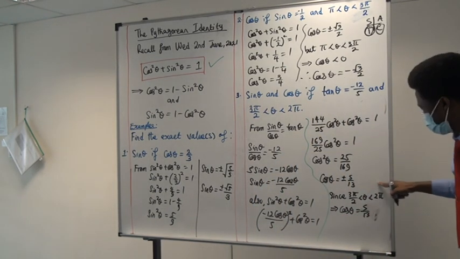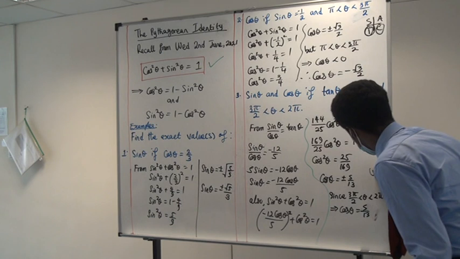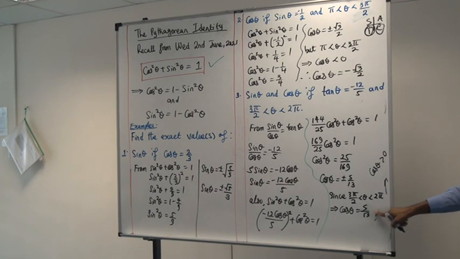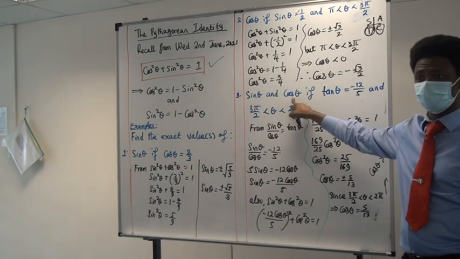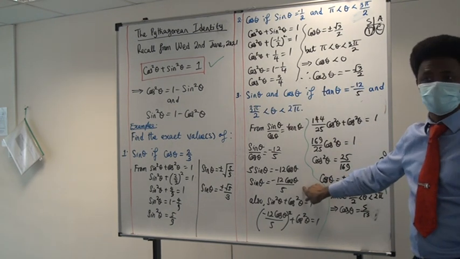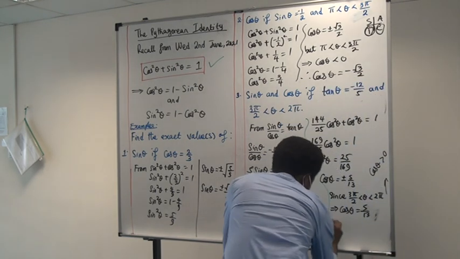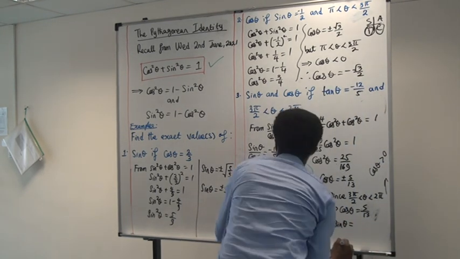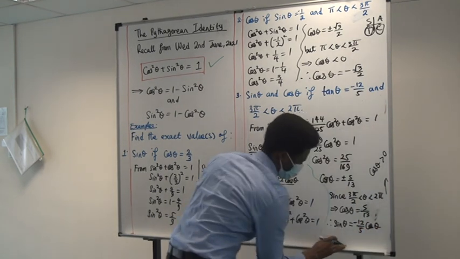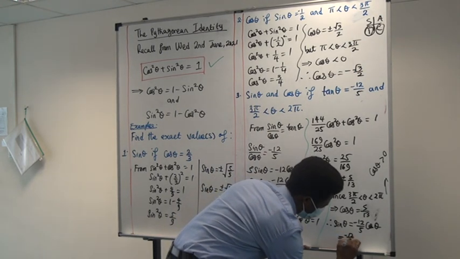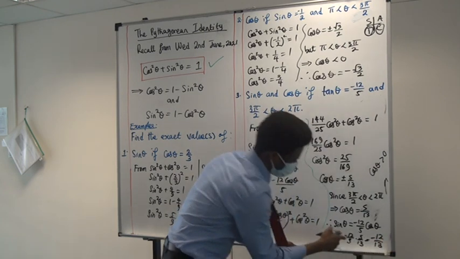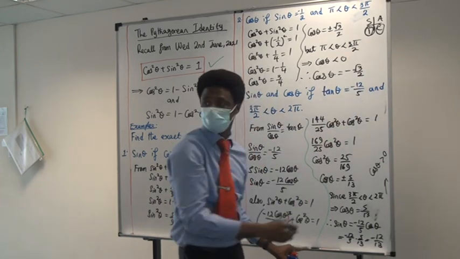I don't have enough space to say cosine is positive. It's greater than 0. Understand? So this is what I'm picking. Then you come back to here and get your sine. Therefore, sine theta is minus 12 over 5 times cos theta, which is minus 12 over 5 times 5 over 13, and that is minus 12 over 13. And you can see that sine is negative, which is expected here.